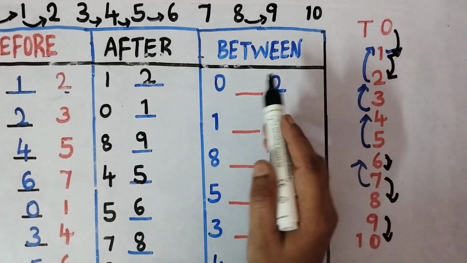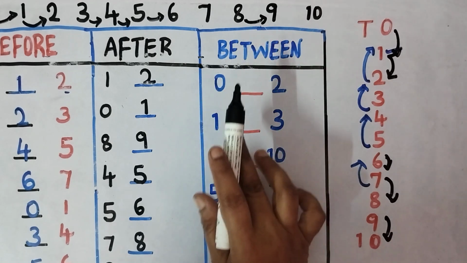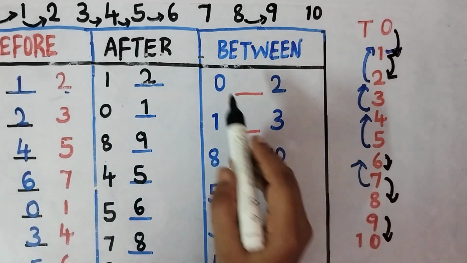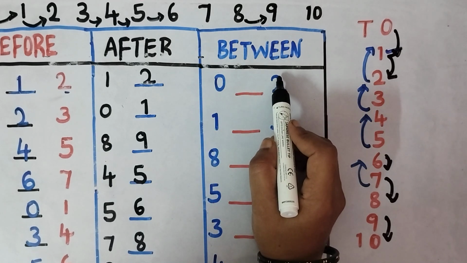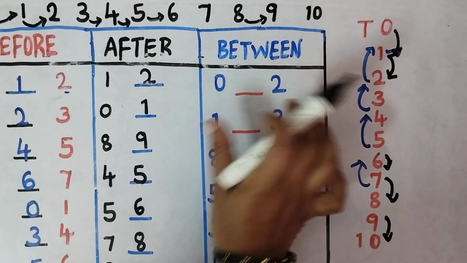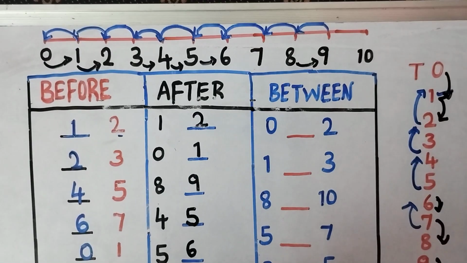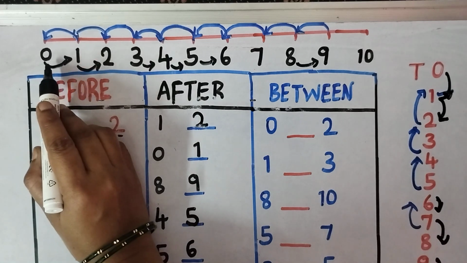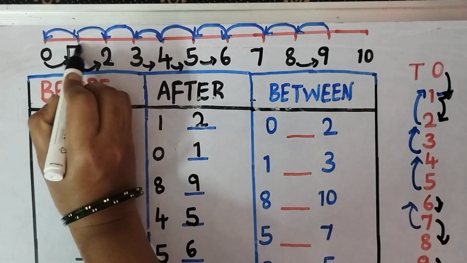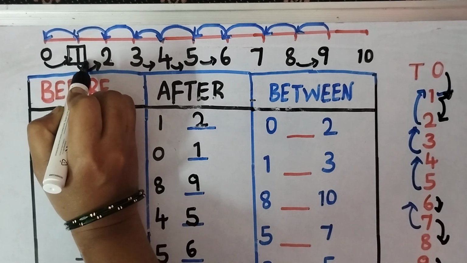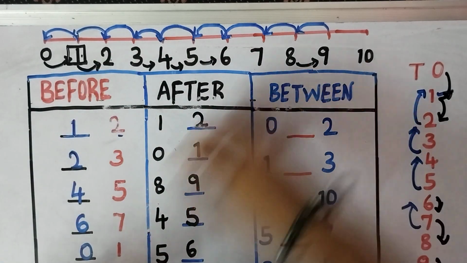Next, between numbers. Between means the middle of two numbers. For example, here I wrote 0 and one line, and here I also wrote 2. So in between these two numbers, 0 and 2, check on the number line. Here is the 0 and here is the number 2. What comes between these, the middle number, is 1.